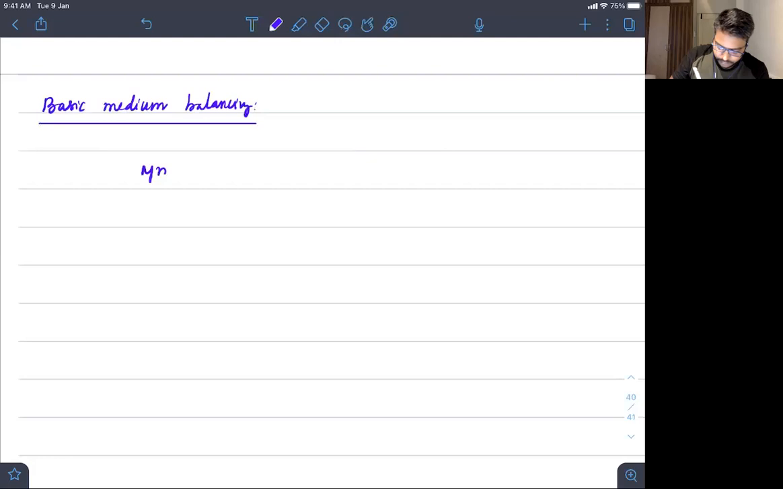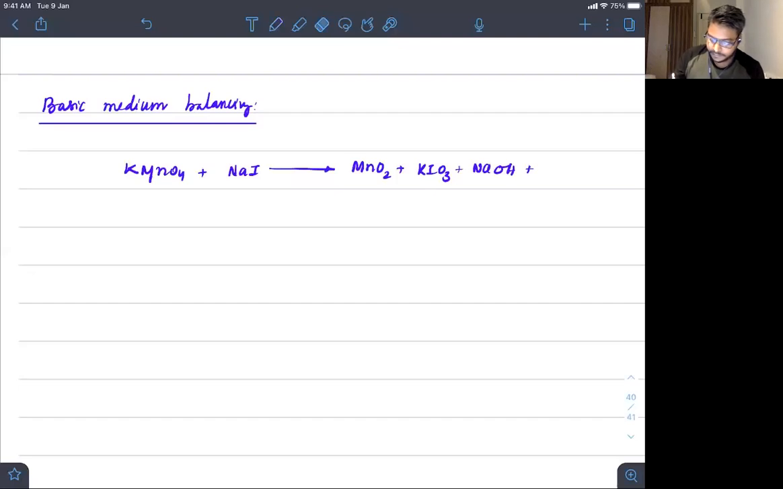So see, KMnO4 plus NaI is giving MnO2, plus IO3 minus, or simply read as KIO3, plus NaOH and KOH. Something like this is present. Now we have to do this balancing in basic medium. Got it?